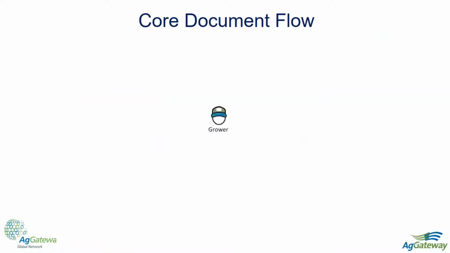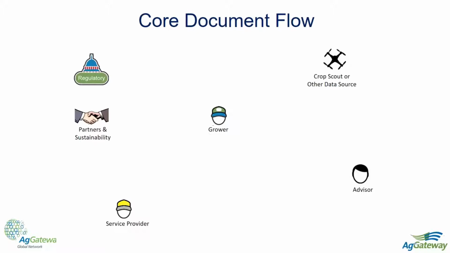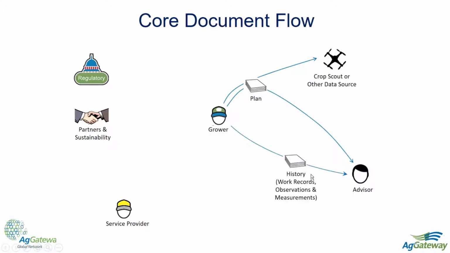Another way to see the documents is by thinking about the different stakeholders that are involved in the grower's business process. In this case, you've got the grower, you've got an advisor who's going to help the grower make decisions. And you also have a crop scout or other data source. The grower shares their plan with the advisor and with the crop scout. The grower might also share a history of work records and observations and measurements with the advisor to enable them to interpret the observations and measurements that the advisor receives from the crop scout over the course of the season in light of past history of that field.